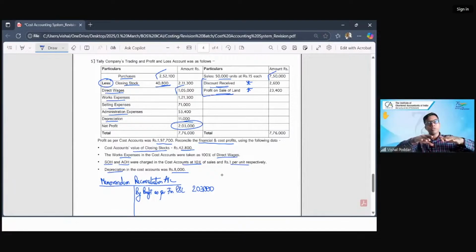And the impact is both these have increased the financial profit, because both these are revenues given in the P&L. Since they have increased the financial profit, my financial profit is higher as compared to my costing profit. Now, in this question, my starting point is financial profit. So for reconciliation, I have to climb down. So both these things I will subtract. Since I have to subtract, I'll put it on the debit side. So I will write to discount received, to profit on sale of land.